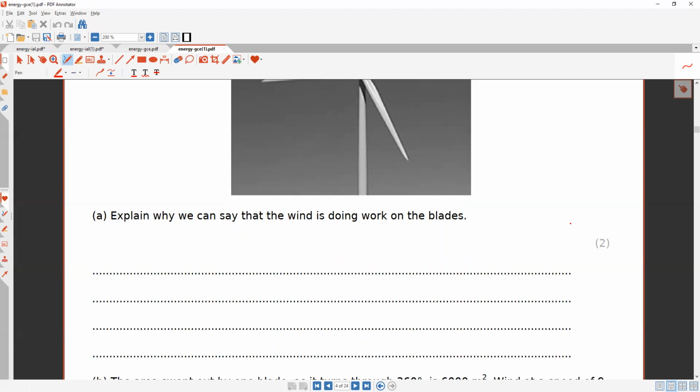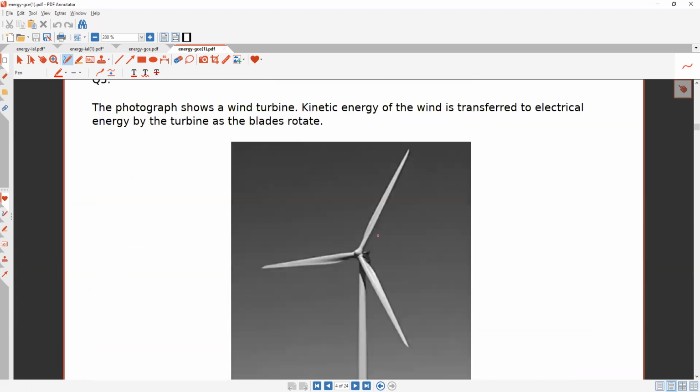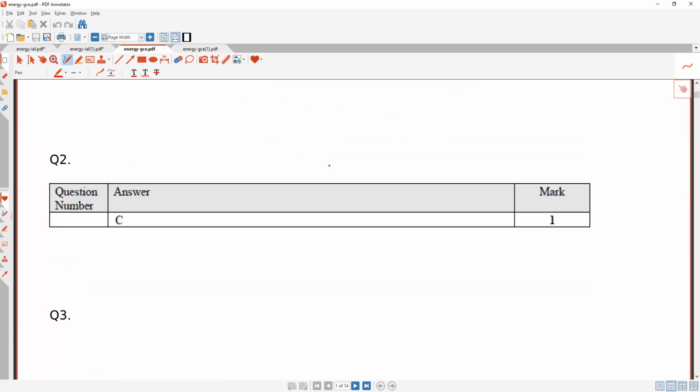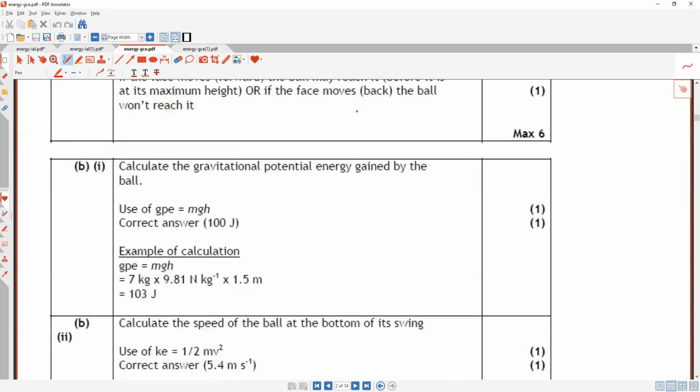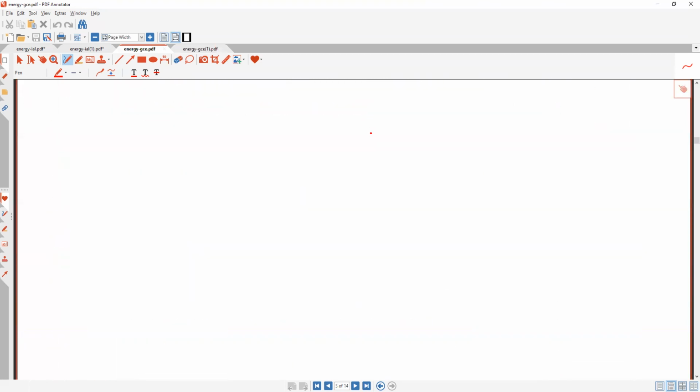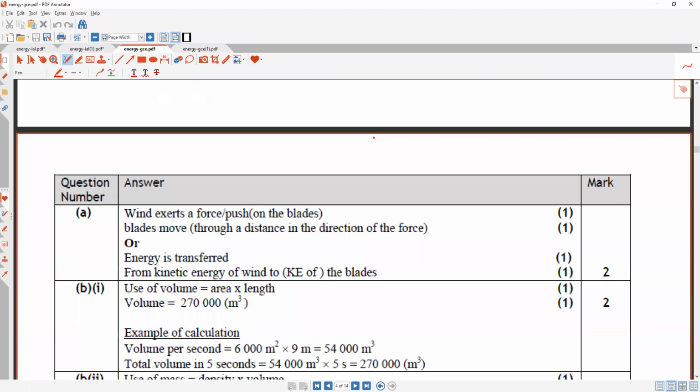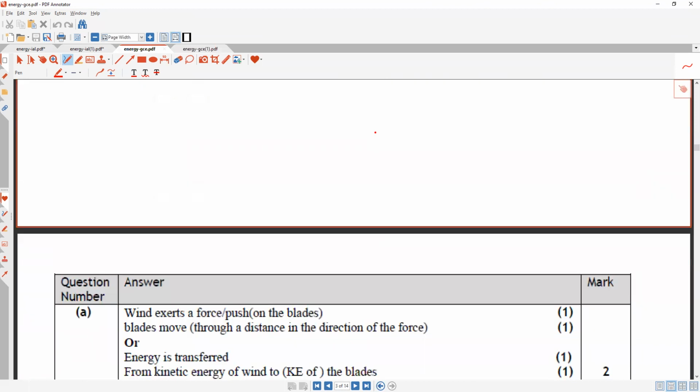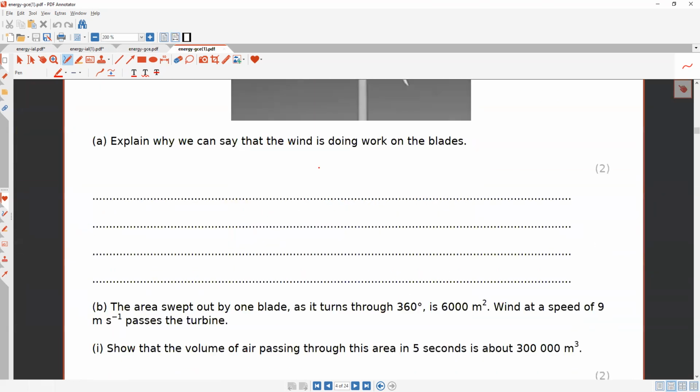Because there is a force acting on the blade and the blade is moving a distance. Work done is force into distance. That is the reason. Understood? Which question number is this? 5. So let's see the question 5 answer over here. Wind exerts a force on the blades and the blade moves through a distance in the direction of the force. Typical definition of work done.